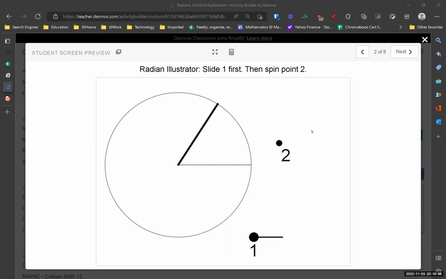Okay, let's do 4.1, the introduction to radian measure. So we're going to look at a new kind of angle measure. We're so familiar with using degrees. Now we're going to be introducing radians. What we're going to do here is explore this circle that I have up on the screen. Just before we get into the circle, we're going to go over a few definitions and vocabulary.